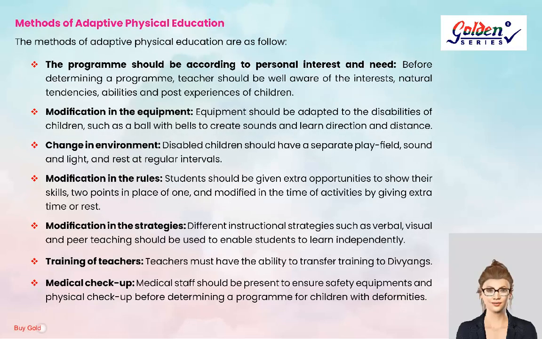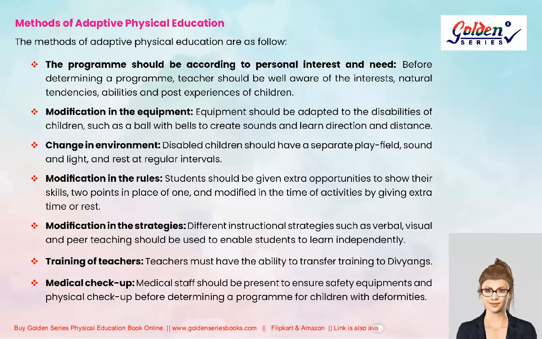wellness. Methods of adaptive physical education. The methods of adaptive physical education are as follows. The program should be according to personal interest and need. Before determining a program, teachers should be well aware of the interests, natural tendencies, abilities and past experiences of children. Modification in the equipment.